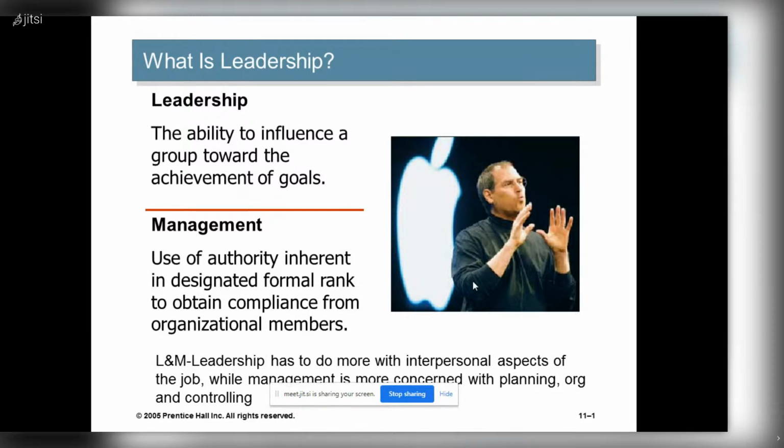See, there is a slight difference between leadership and management. What is management? Here in management, we are using the authority designated by formal rank to obtain compliance from organizational members. It is a process of leading a group and influencing that group to achieve its goals.